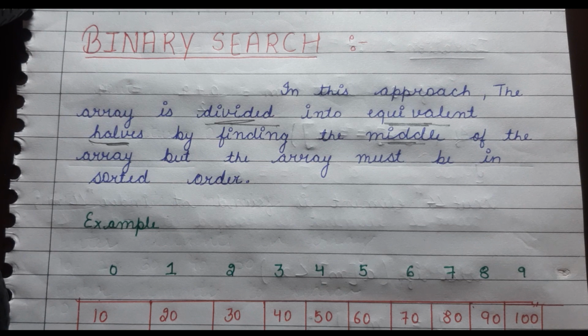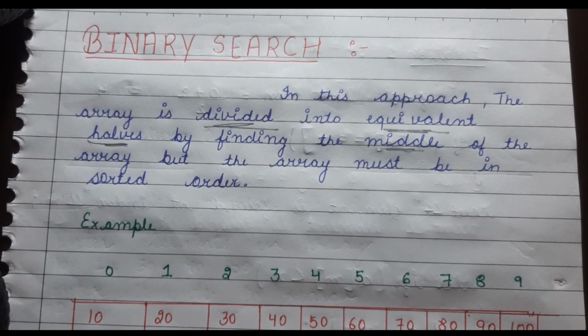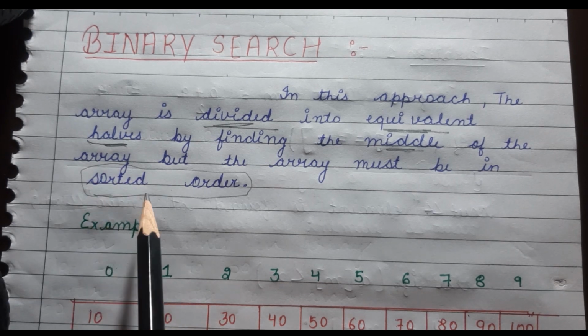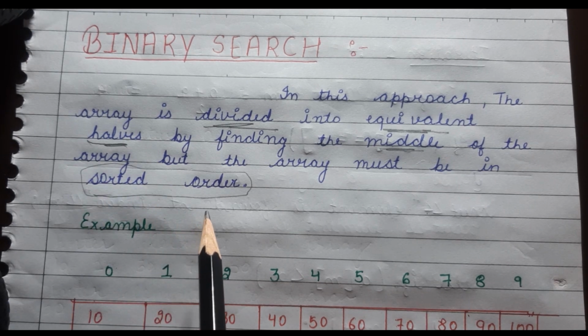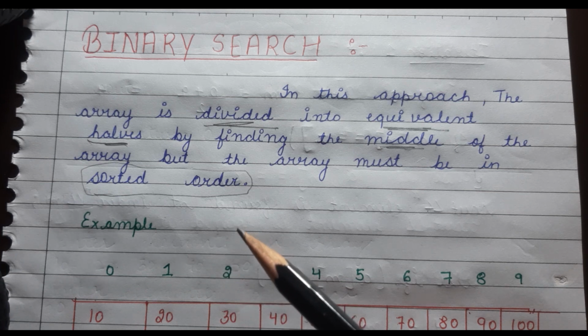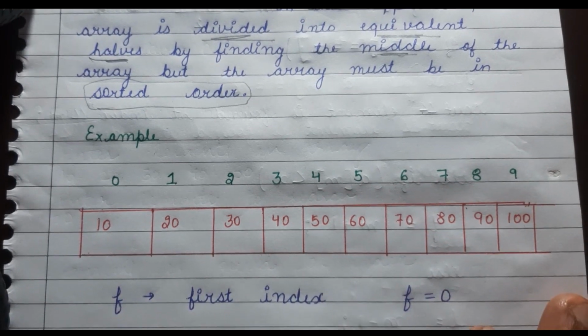Now the pre-specified condition for implementing binary search is that your array should be in sorted order, okay. If your array is not in sorted order, it means we are not able to apply the binary search technique. So this is the precondition for applying binary search, that is your array elements are already in sorted order, okay.